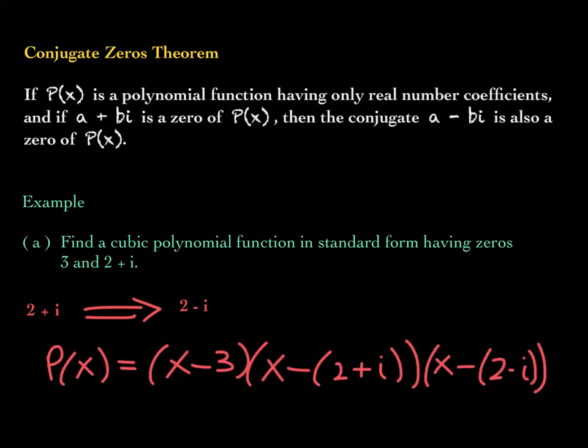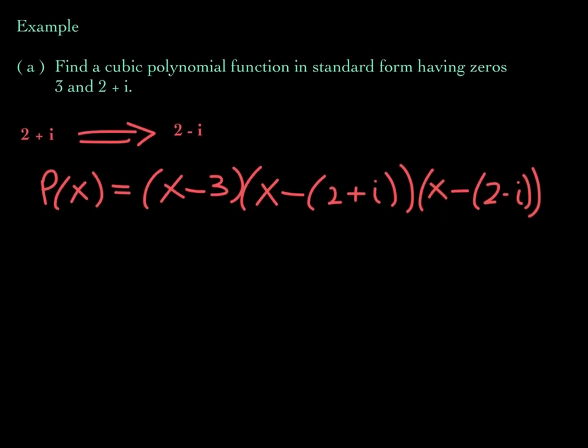All right, so I have my function. I called it p of x. And if 3 is a zero, then x minus 3 is a factor. If 2 plus i is a zero, then x minus (2 plus i) is a factor. And if 2 minus i is a zero, then x minus (2 minus i) is a factor. What I'm going to do is simplify this factor, and then I will multiply all of this out so I can get this polynomial in standard form like they've asked.